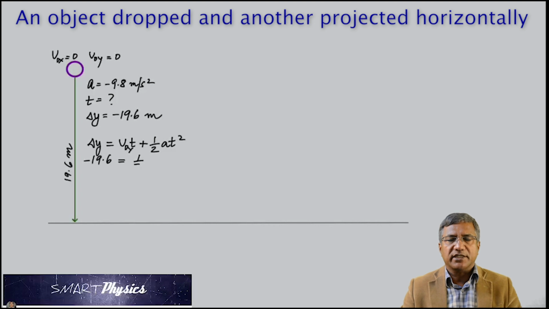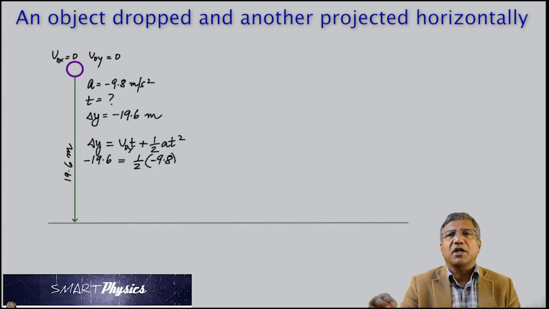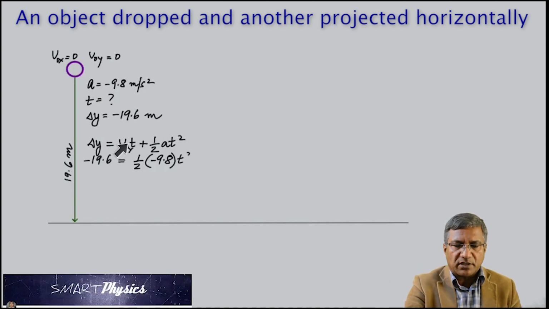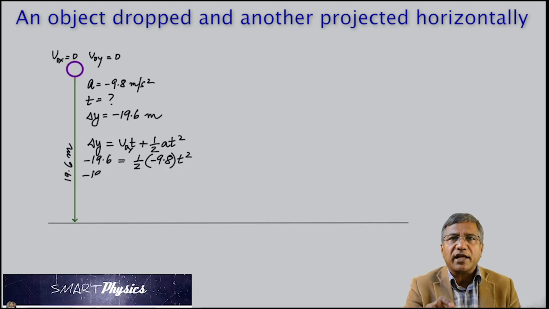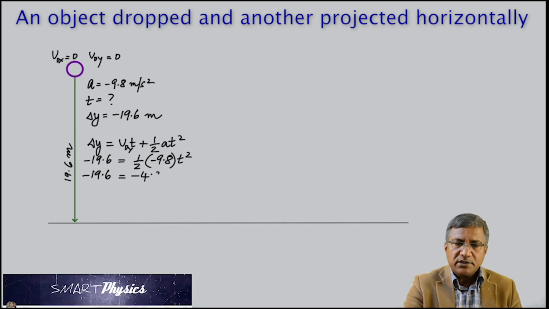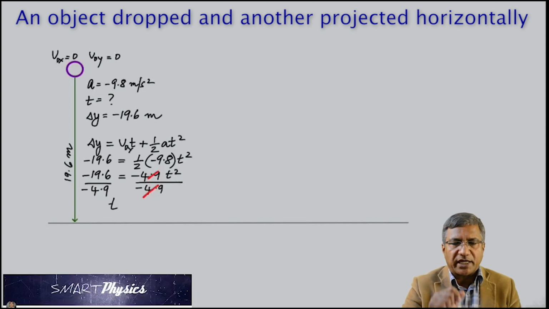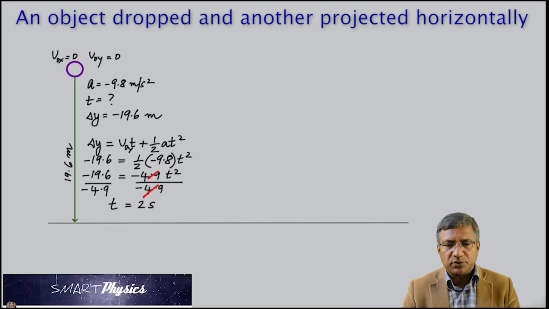Delta y is negative 19.6. I won't even write this term because 0 multiplied by anything is 0, so this term vanishes. And then you have 1/2 times negative 9.8 times t squared. 1/2 times negative 9.8 is negative 4.9. So you get negative 4.9 t squared. Divide both sides by negative 4.9. And that'll cancel out and you get 4 here. And when you take the square root of 4, you get 2 seconds.